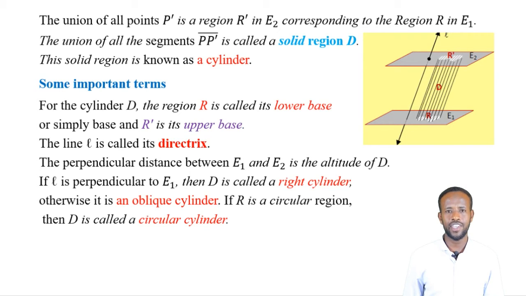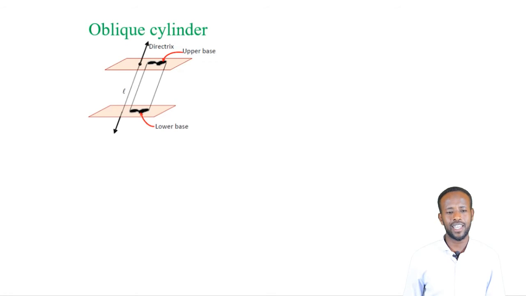Now let us see this in figure. This is an oblique cylinder. Do you remember what the oblique cylinder is now? The directrix is not perpendicular. Now the directrix L is not perpendicular to the plane. Therefore, this is what? Oblique cylinder. It has two bases, upper base and lower base. Look at the bases. The bases are not circular, isn't it? So this type of figure we will call an oblique cylinder.